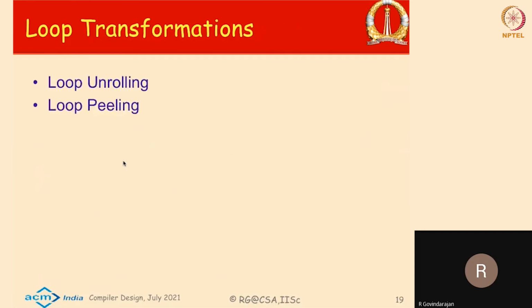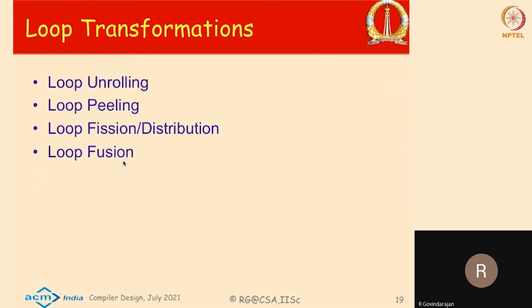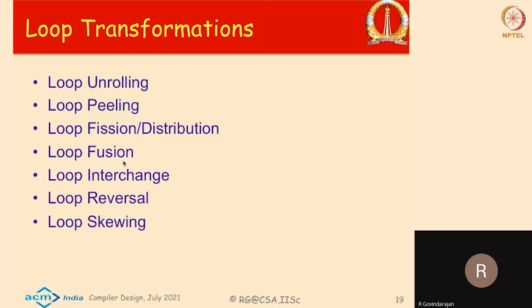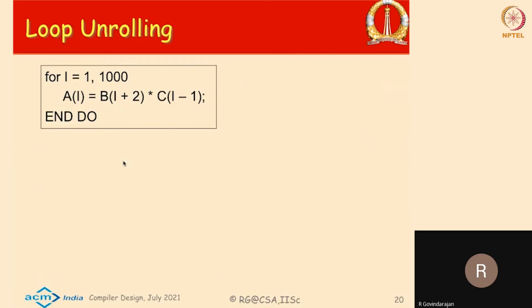Now let's talk about several loop transformations. I will give you examples of these loop transformations, and we will also talk about when these loop transformations are legal. The first simple loop transformation that we're going to talk about is loop unrolling.